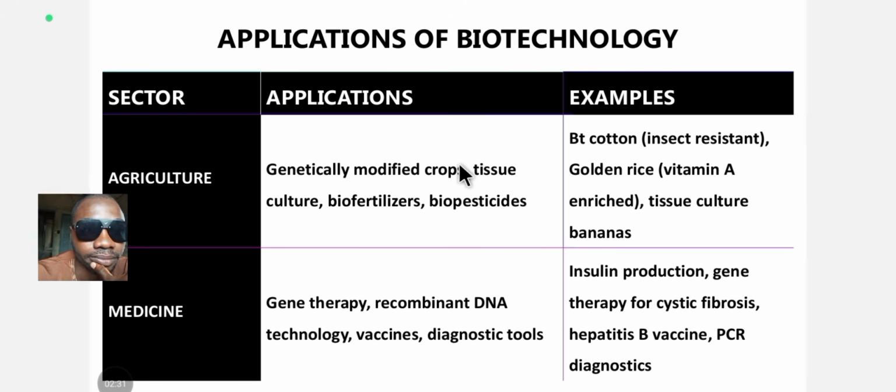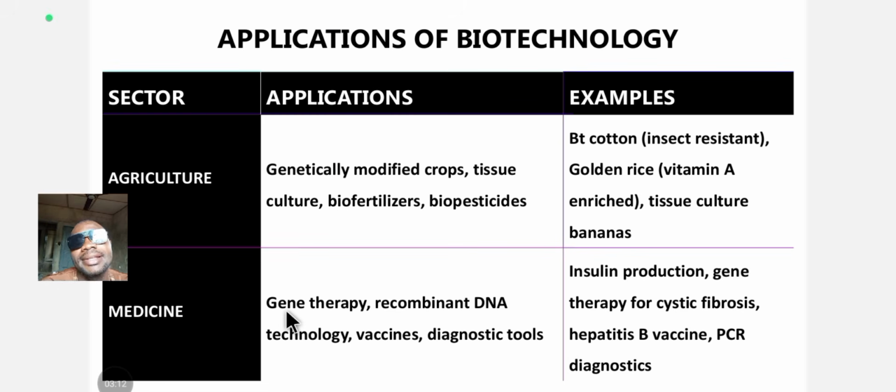So you also have tissue culture. You have biofertilizers, that's biological fertilizers, fertilizers made from biological products. You have biopesticide, and so on and so forth. So what are the examples of this agricultural application of biotechnology? BT cotton, which is an insect resistant crop. You have golden rice, which is rich in vitamin A. You have tissue culture of bananas, and so on.